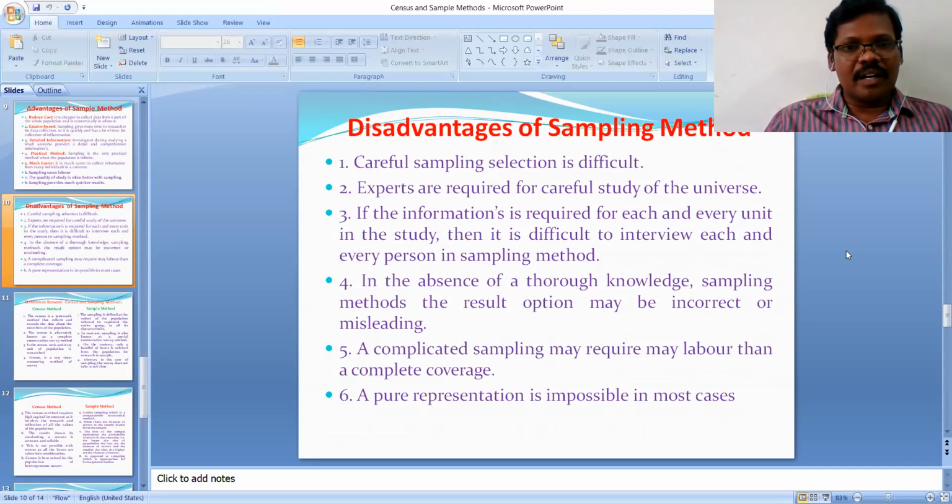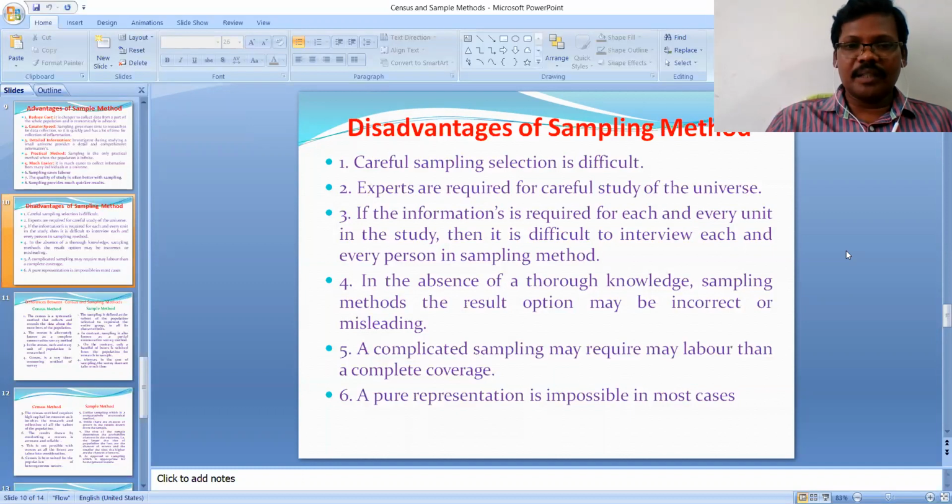And experts are required for the careful study of the universe. More subject experts are required when we are going for sampling. If it is the census method, even a normal person can estimate. But when we are going for the sampling method, definitely an expert is required. If the information is required for each and every unit in the study, then it is very difficult to interview each and every person in the sampling method.